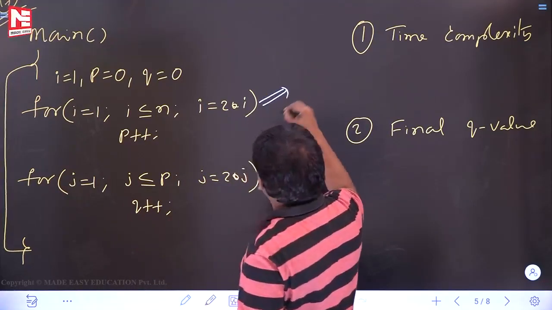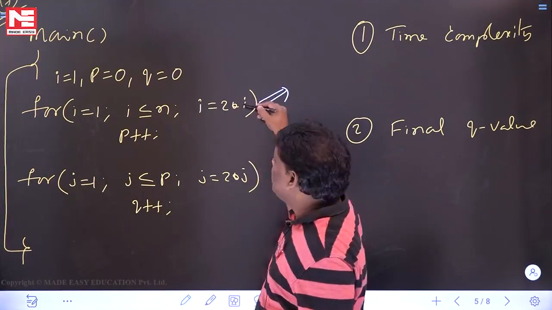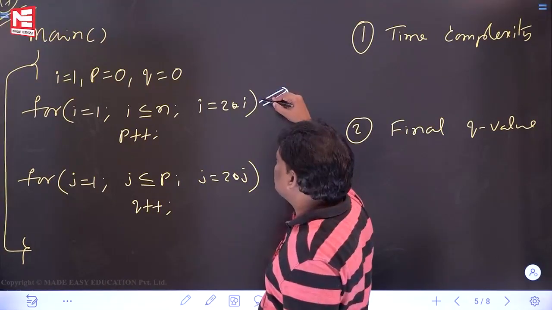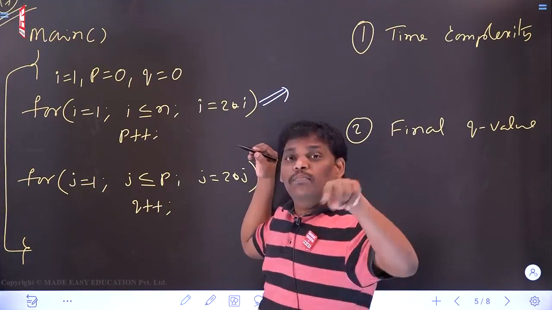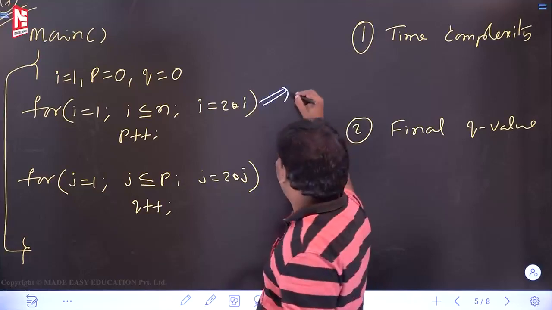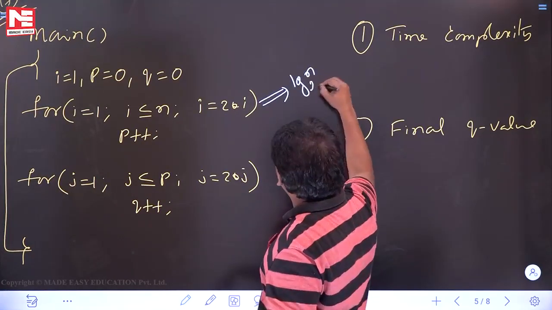You only say, I value is always incrementing into 2, into 2, into 2. Then what is the answer? If it were always plus 2, it would be n by 2. But it is always into 2. You know very well. What is the answer? Log n base 2.